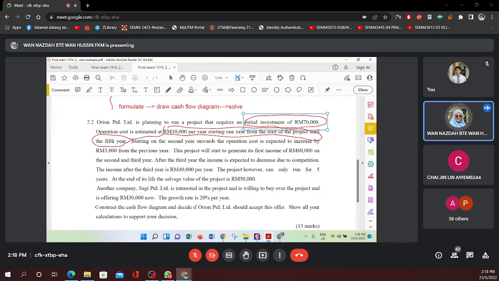Amir Roshaidi, yours is wrong. Betul, Chai? Am I correct? Amir Roshaidi, yours is wrong. You just draw one block, not every year you draw a line. That is very annoying. Serabut lah, Amir.